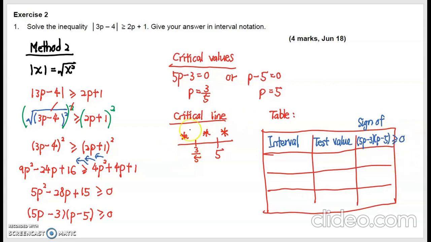The first interval is from negative infinity until 3 over 5. So 3 over 5 here is included, so included is supposed to be a square bracket. The second interval is 3 over 5 until 5. The final interval will be 5 until infinity.